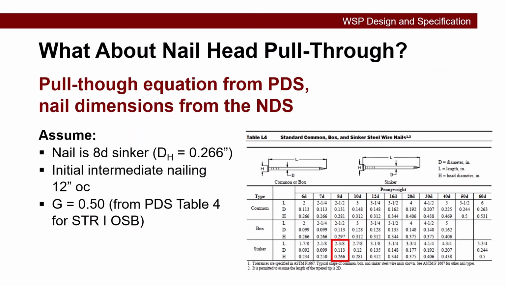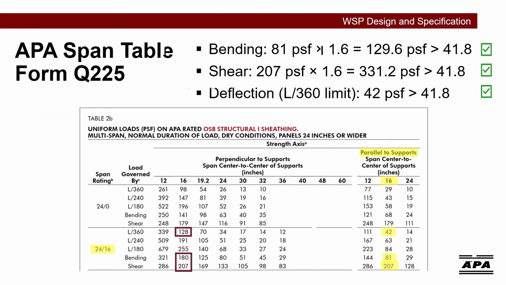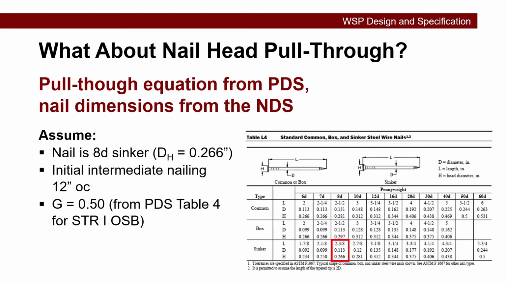We now know the panel strength is adequate, but we also need to verify that the panel is adequately attached to the framing. After all, the panel strength doesn't count for much if it's no longer on the structure. We'll assume the fasteners are 8D sinker nails and initially assume an intermediate nail spacing of 12" on center. We assume a specific gravity of 0.5 as specified in D510 for Struct 1 OSB. We then obtain the length, diameter, and head measurements of the nail from Table L4 in the NDS.